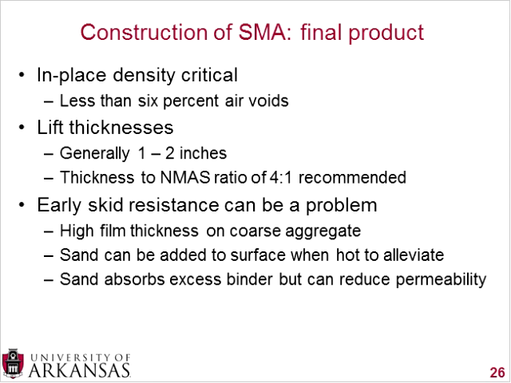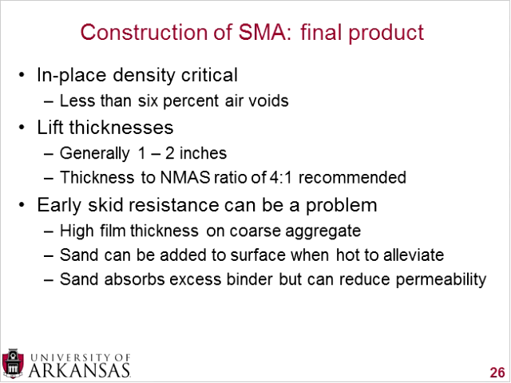They're 1 to 2 inches. And they recommend that that can be based on your nominal maximum aggregate size. You want to have a thickness to nominal maximum aggregate size ratio of 4 to 1. So for example, if you have a 1/2 inch nominal maximum aggregate size, in order to get a 4 to 1 ratio, you need to multiply that 1/2 times 4, and you get 2 inches. So you'd have 2 inches of SMA.